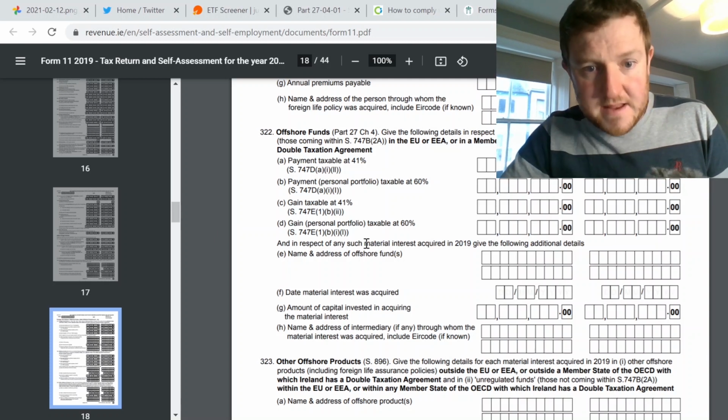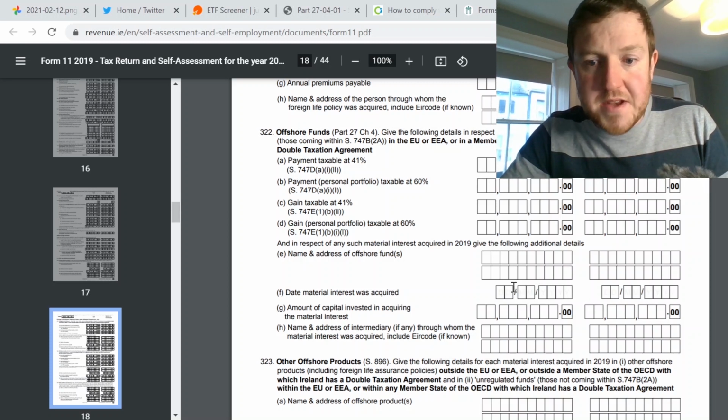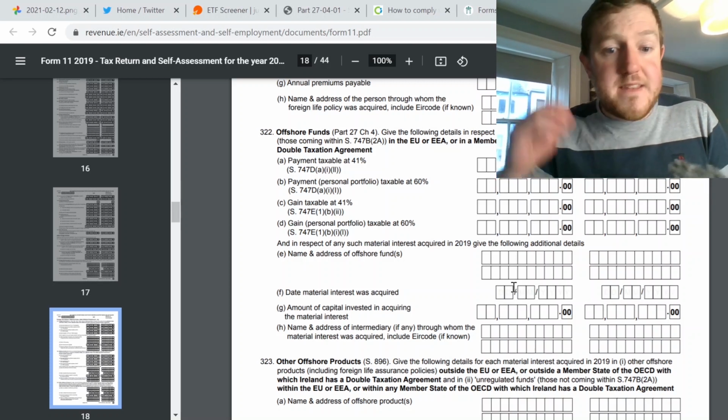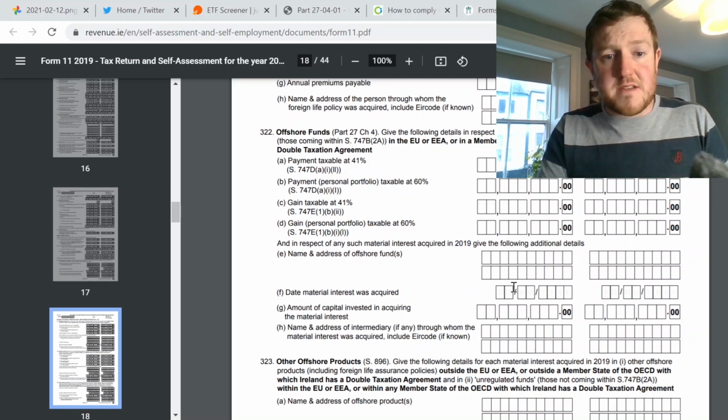All you have to do then is put in the name and address of the fund here in section E, and then the date your material interest was acquired and the amount that you have actually invested into it. So it's pretty easy to do. There's not much to it when you're putting in your income there.